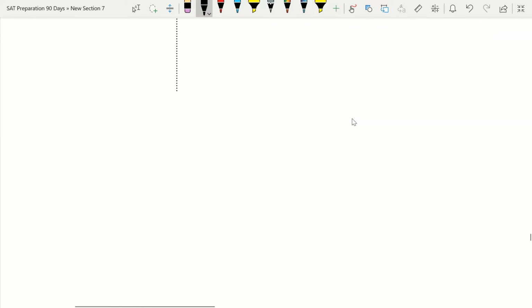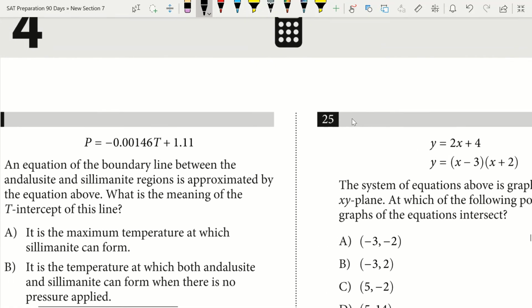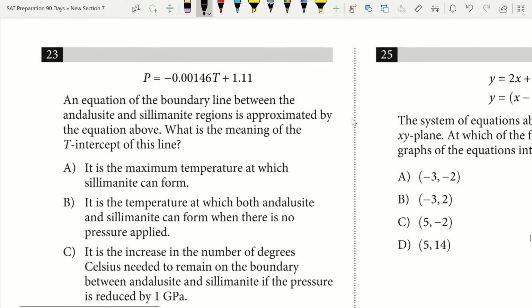All right, so let's take a look at our questions. We go down here. We got question 23. They give me an equation. They say that this equation is the boundary line between the Andalusite and Sillimanite regions, and it's approximated by the equation. What is the meaning of the t-intercept of this line?